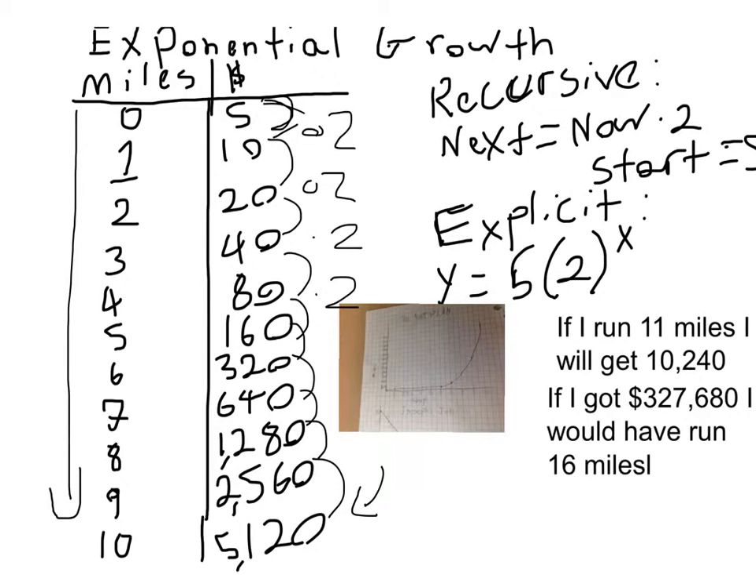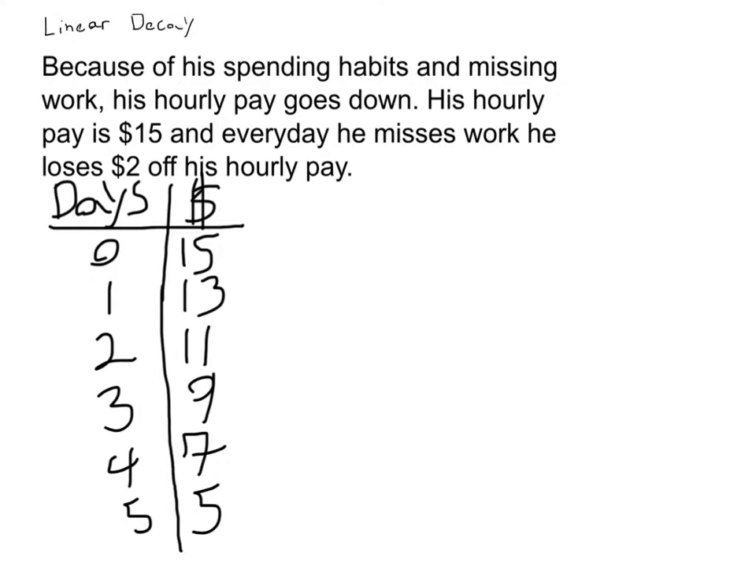For my second prediction, if Joseph got $327,680, he would have had to run 16 miles. This is because if you go into the graph of your calculator using the formula, you would find in the table that at the 16th x value, the y value would be 327,680.